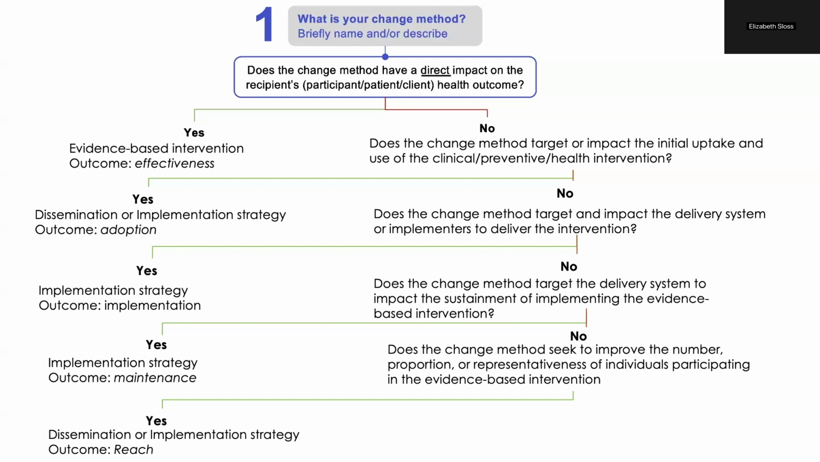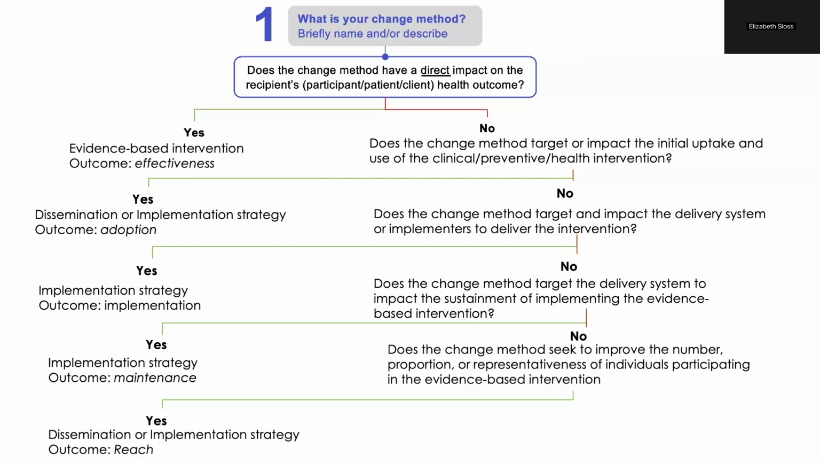Sorry, question on mine. Clarification: is adoption the adoption of the intervention by a participant, or the adoption of a program by an institution? Yeah, I think I would touch up our question a little bit just to say, does the change method target or impact the initial staff, setting, organizational uptake and use of the evidence-based intervention? We might just touch that up the next time that we do it, just so it's really clear, which is then why it's adoption, right? Because adoption is operationalized at the organizational, staff, setting level.